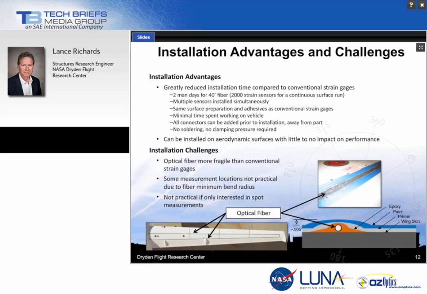There's a minimum bend radius, so you can't have it kinked at all. It is glass, and glass doesn't like to be scored or kinked. And it's not really practical if you're saying, hey, I only want one strain measurement on a certain area of a plate or somewhere. This is not the technology for that. A strain gauge is probably a better choice. So those are some of the installation advantages.